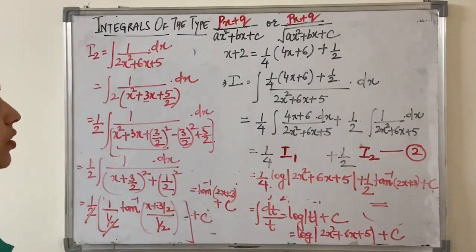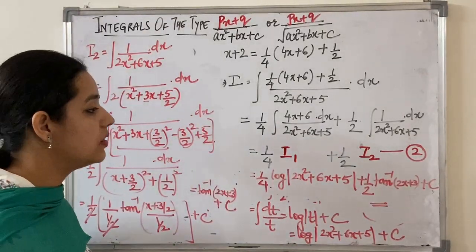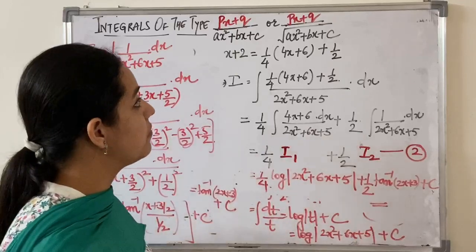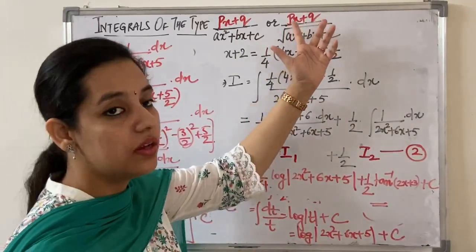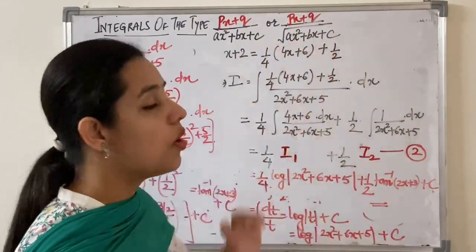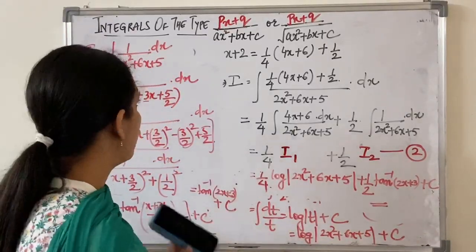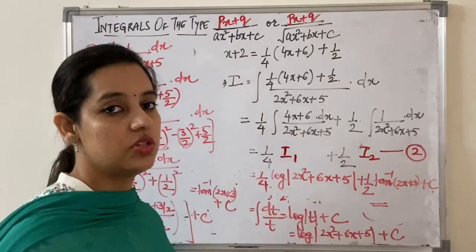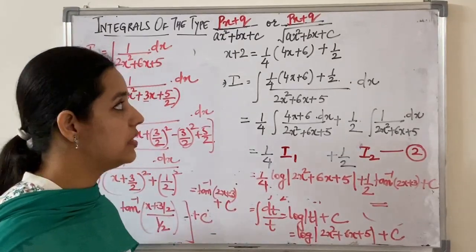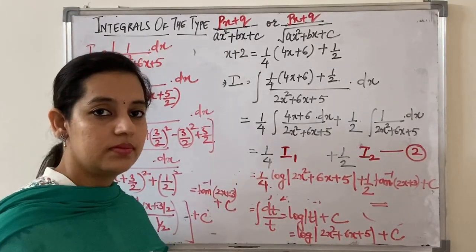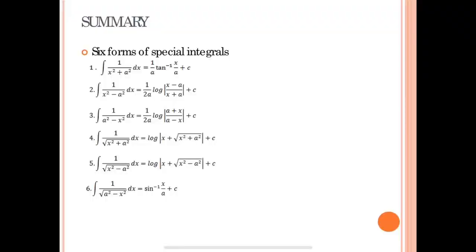Here we had in the numerator a linear and in the denominator a quadratic. If we have another question of the type linear in the numerator and in the denominator a quadratic inside the square root, then we are going to follow the same procedure to solve the question for these types also. Now children, it's time to summarize the topic that we have learned in the video.